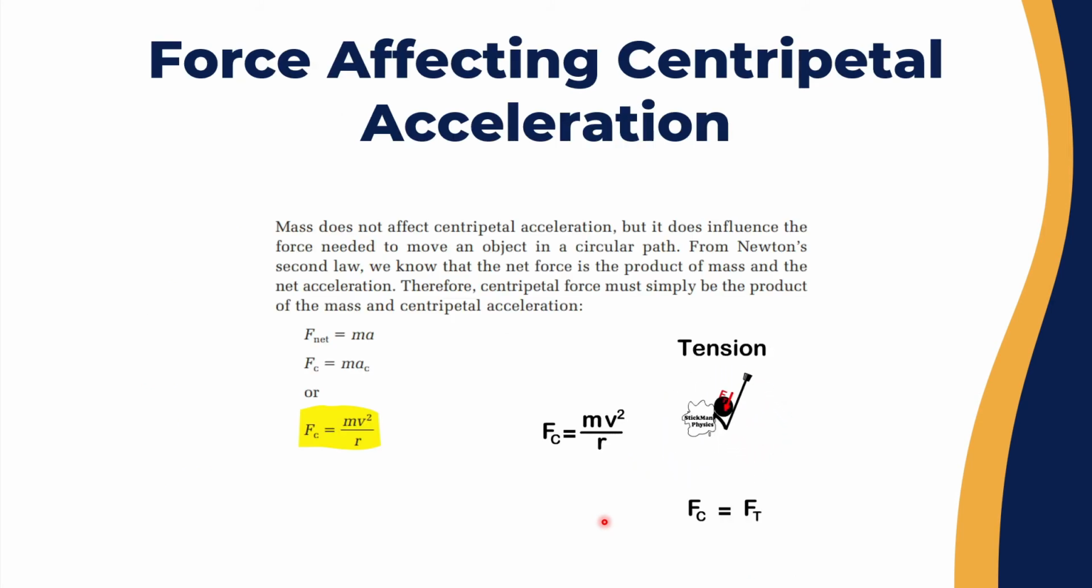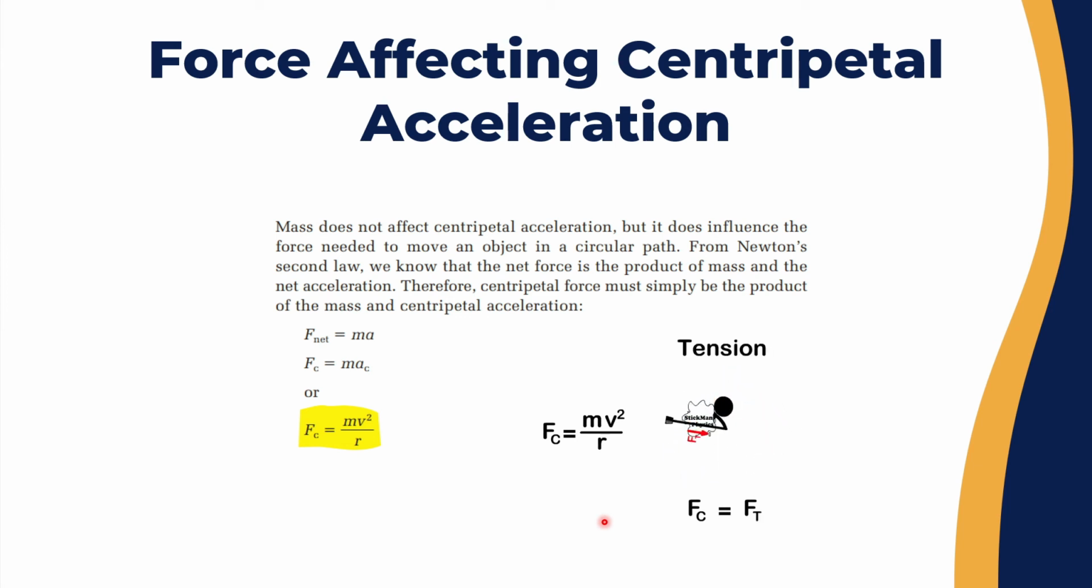We said mass is not affecting centripetal acceleration, but it influences the force needed to move the object in a circular path. As we know from Newton's second law, the net force is the product of mass and net acceleration. So centripetal force must be the product of the mass and the centripetal acceleration. So if you do an analysis, F net equals mass times acceleration. F centripetal equals mass times centripetal acceleration.